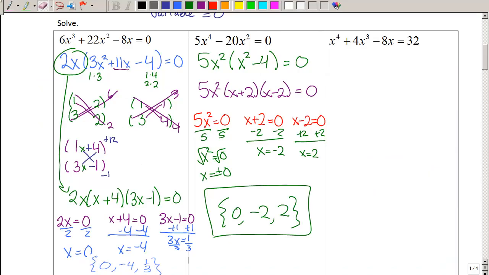On the last problem, x to the 4th plus 4x cubed minus 8x equals 32, this is the first time that we don't have it in general form, where the right side of the equation doesn't already equal 0. So I'm going to make it equal to 0 by subtracting 32 from both sides.